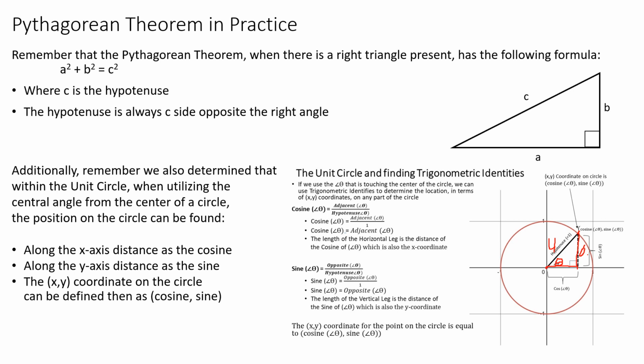So I can figure out the angle in this circle with opposite over hypotenuse, because I know I've got a right angle here, and it's a right triangle. In fact, I can also do the same thing with the cosine. Remember, here's the angle. The cosine is the adjacent, and the adjacent is along the x-axis. So I can find the angle here with the cosine, which is adjacent over hypotenuse.